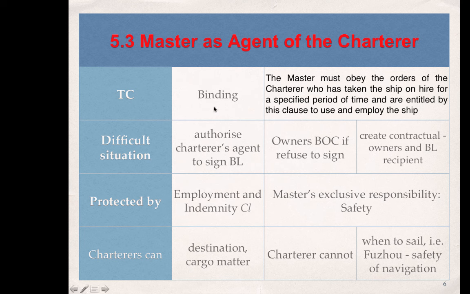And in all time charter parties' requirements, the master usually has to obey the orders of the charterer, but not obey blindly, if you know what I mean. Think about it, what are the things that the master should not be obeying the time charterer blindly?